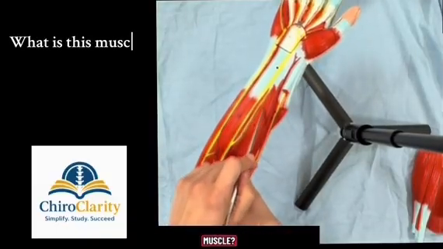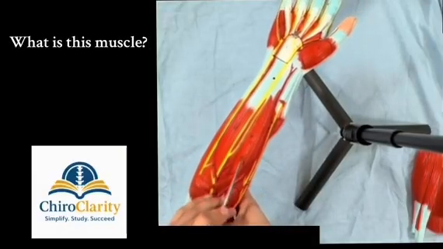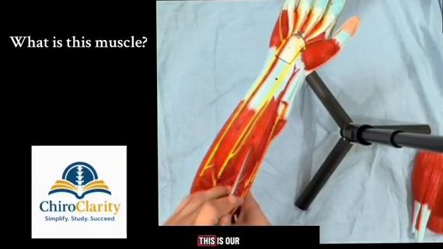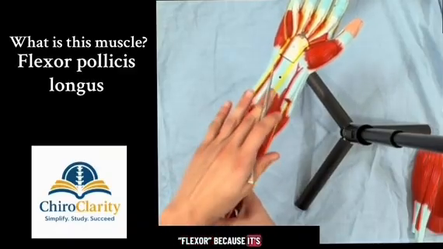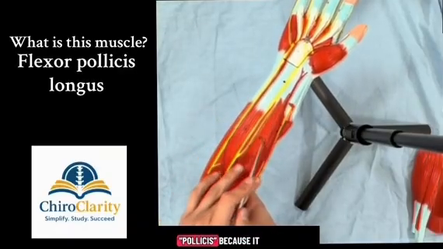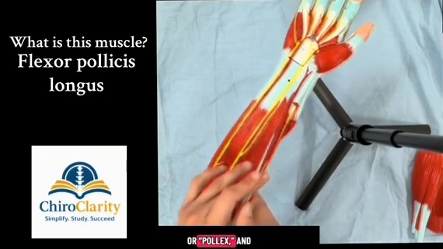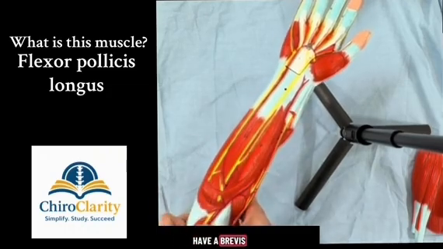What is this muscle? This is our flexor pollicis longus muscle. Flexor because it's in the anterior compartment, pollicis because it goes to the thumb or pollex, and longus because we have a brevis.